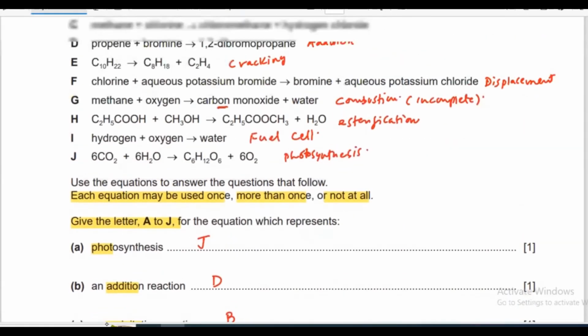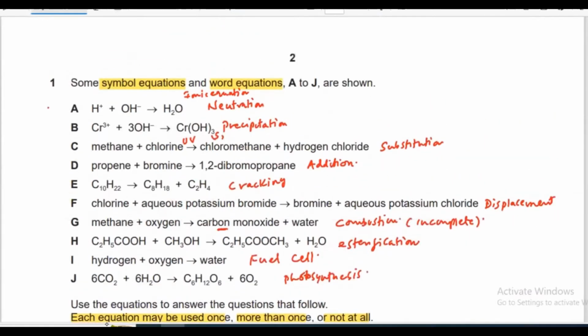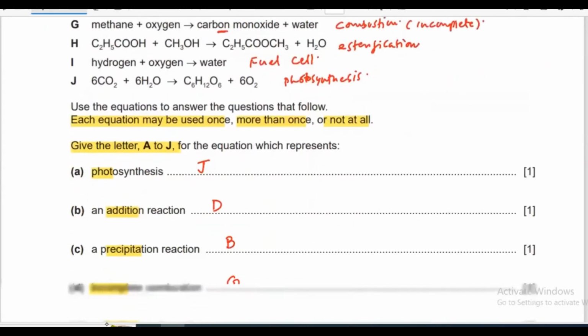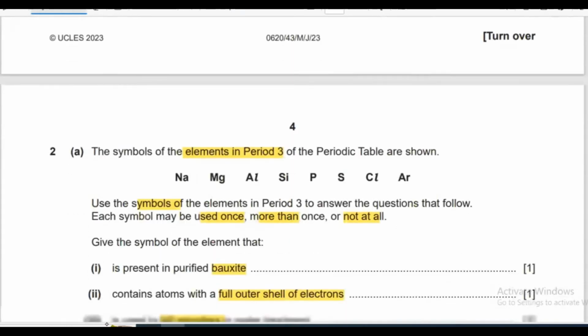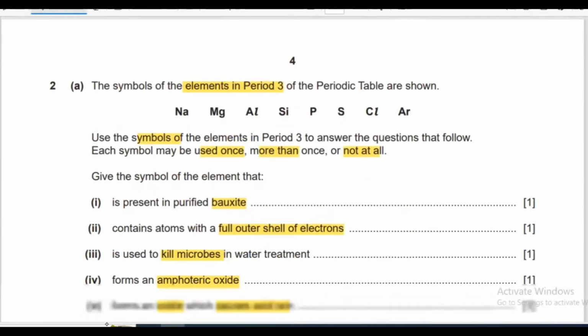I have already given you the idea about the type of every reaction. So just remember all the types of reaction and then try to complete all the parts of question number 1. Then come to the next question.